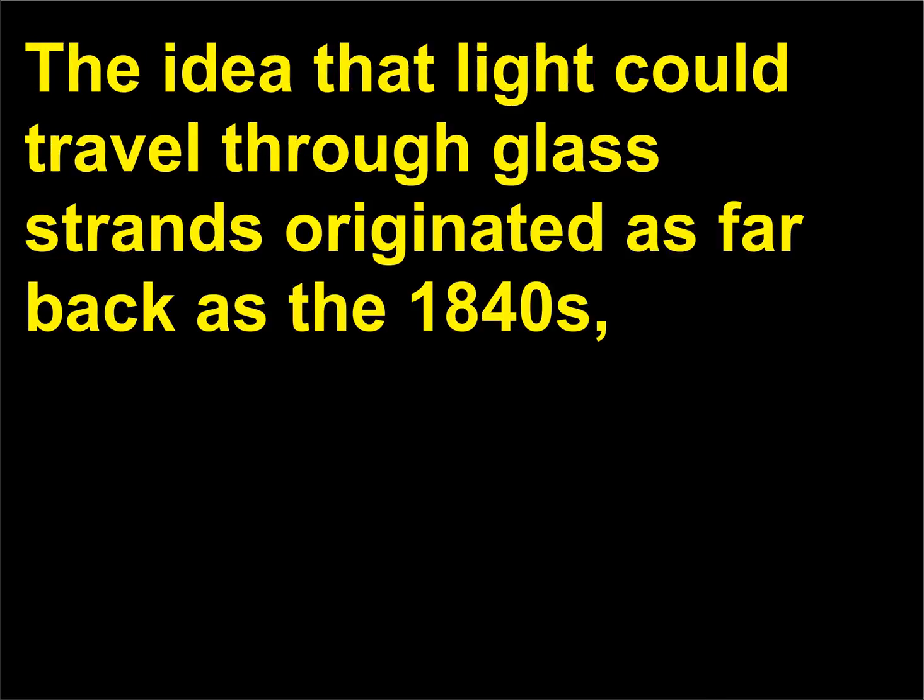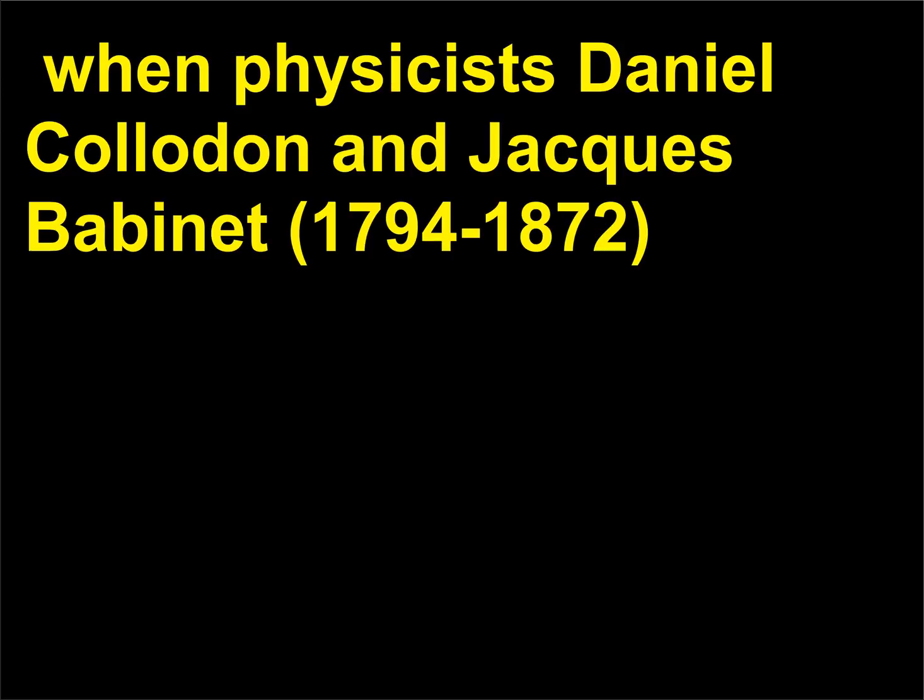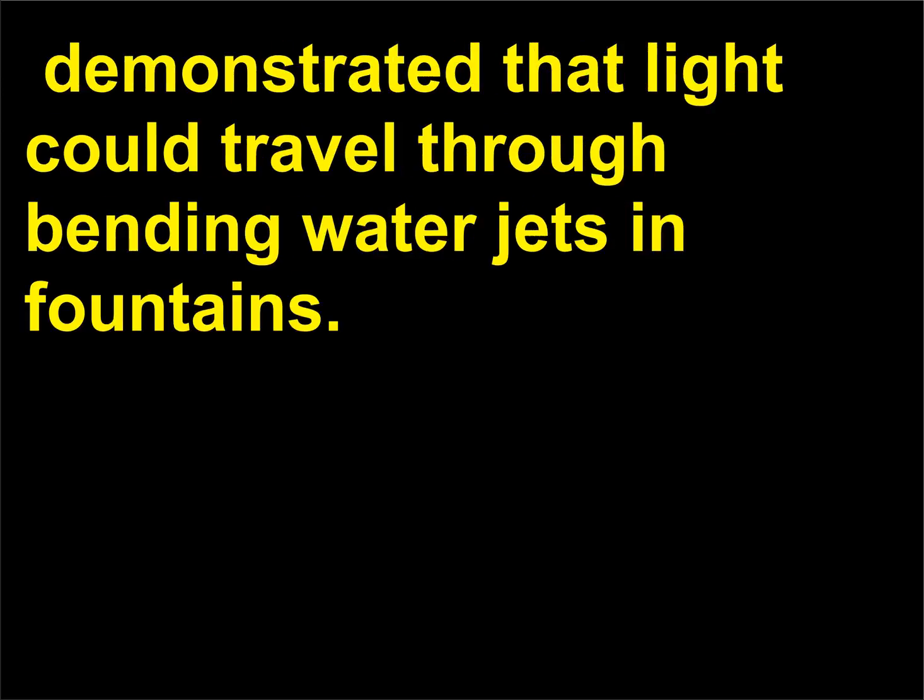The idea that light could travel through glass strands originated as far back as the 1840s, when physicists Daniel Collodon and Jacques Babinet, 1794-1872, demonstrated that light could travel through bending water jets in fountains.